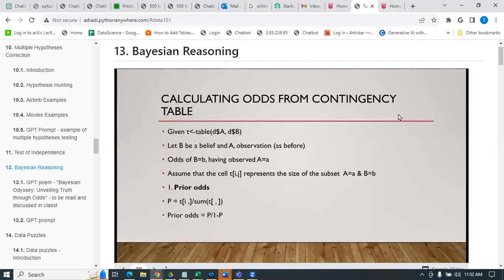Yet another way, which requires a little bit more simple manipulation, but is very intriguing, is calculating odds from a contingency table. As you remember, a contingency table is a simple table of attribute A versus attribute B. We assume B is a belief and A is an observation as before, and we're asking the same question as before: what are the odds? Now, these odds are calculated on the basis of cells in the contingency table.